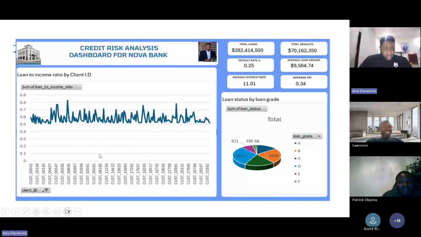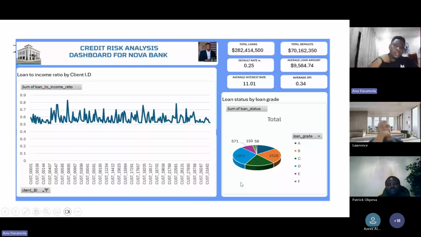Okay, so this is just trying to show that the ratio ranges up to 0.9 for some clients. And what that tells us is that a high loan to income ratio indicates potential over-leverage. So these clients who are close to 0.9 should be flagged for closer review. They should be properly monitored when it comes to giving out loans. So this is just trying to show the loan grade with respect to the country and the region where we have people taking the loan.